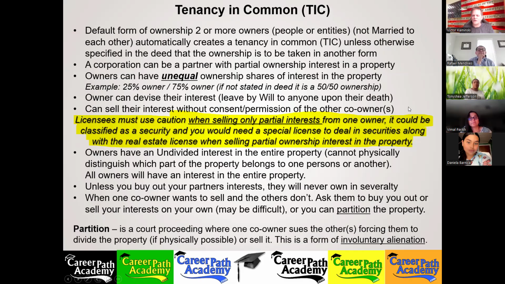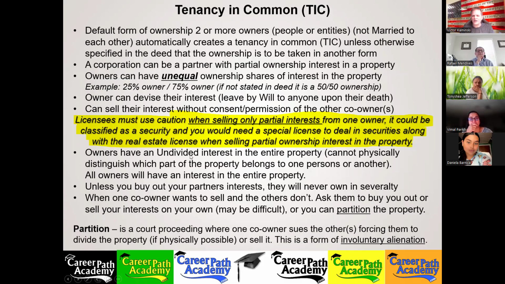However, be cautious if you're the real estate agent trying to help only one of several co-owners sell just their interest and not the entire property, because this could be classified as a security. And if you're dealing in securities, you need special licensing. And the property would need to be registered as a security with the SEC, the Securities and Exchange Commission, and the State of New Jersey. Well, not the Real Estate Commission. The SEC, the Securities and Exchange Commission, and possibly the FTC, the Federal Trade Commission.